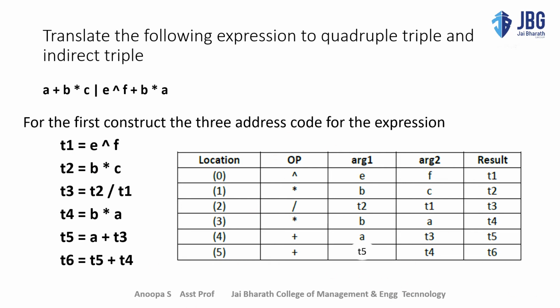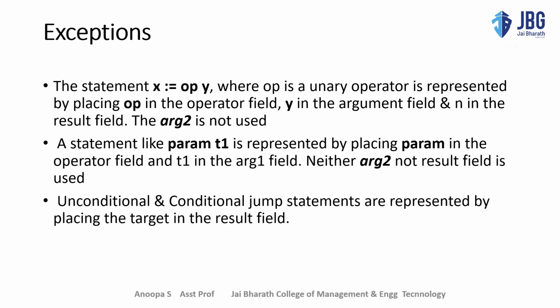Okay. So when we write the quadruple, there are some exceptions. If the statement is x = op y, you can see that the result is x, and there is only one argument. So in that case, we will leave argument 2 unused. Similarly, in the case of param t1, it is represented by placing param in the operator field and t1 in the argument 1 field. Neither argument 2 nor the result field is used in the case of param t1.